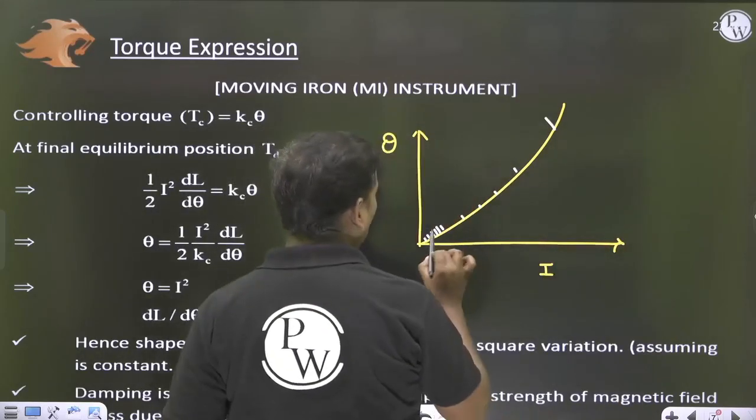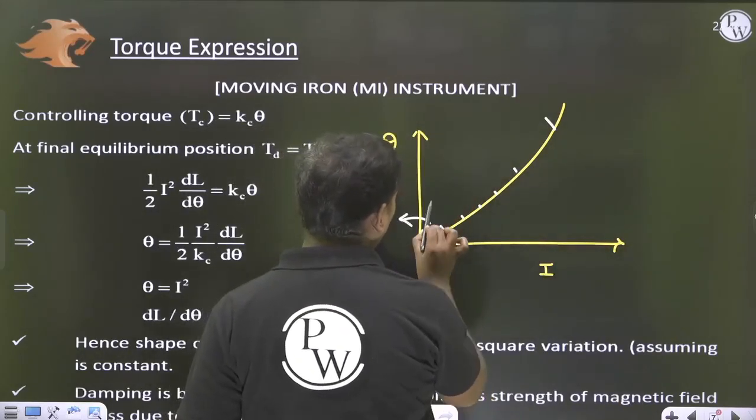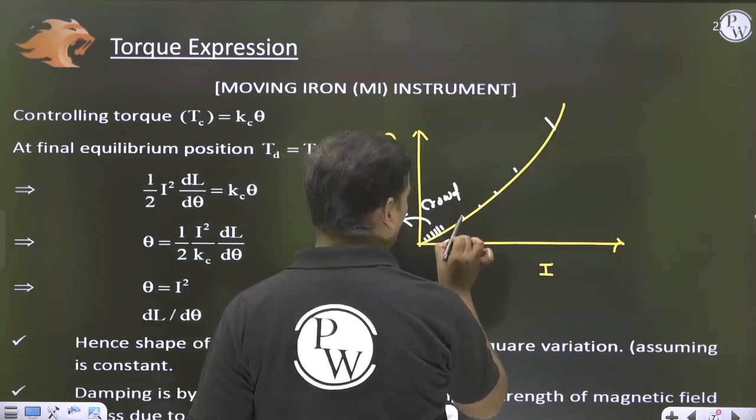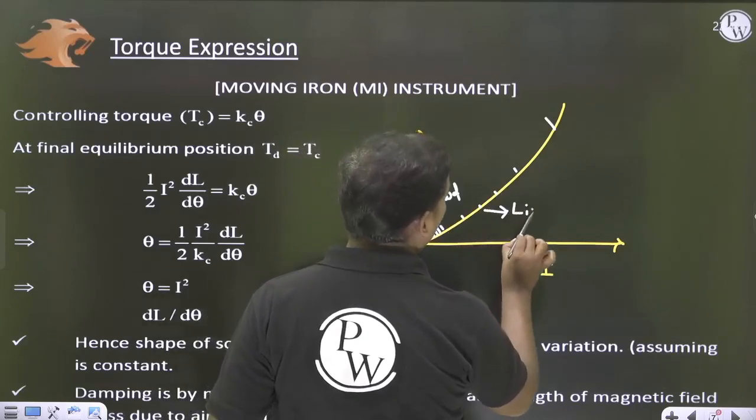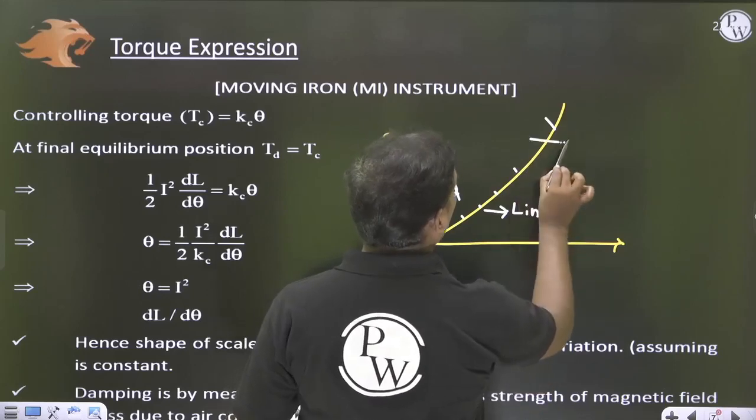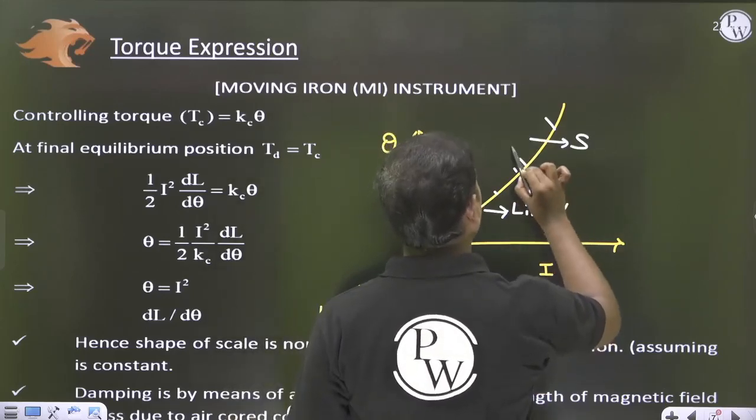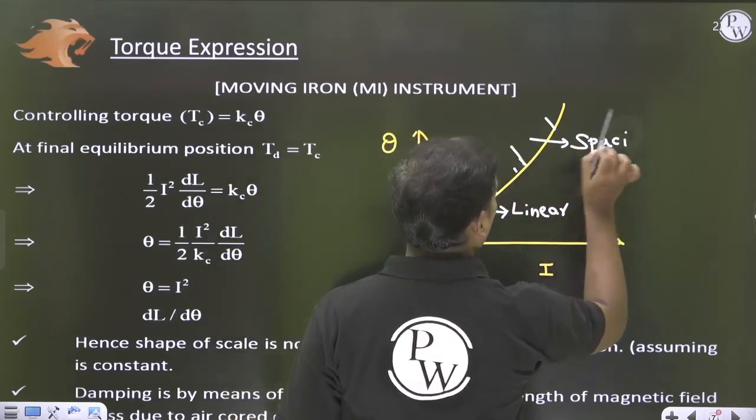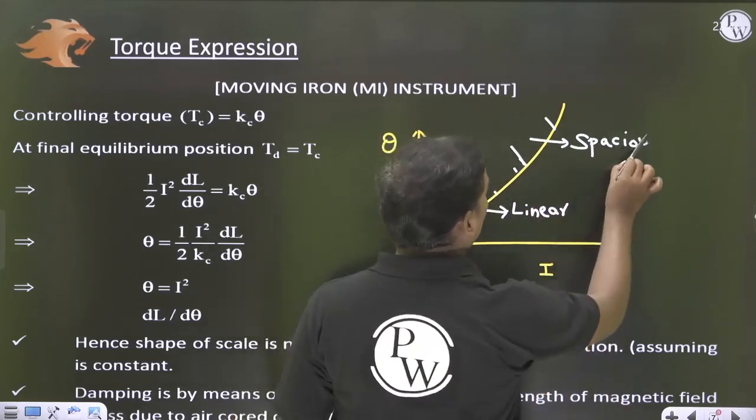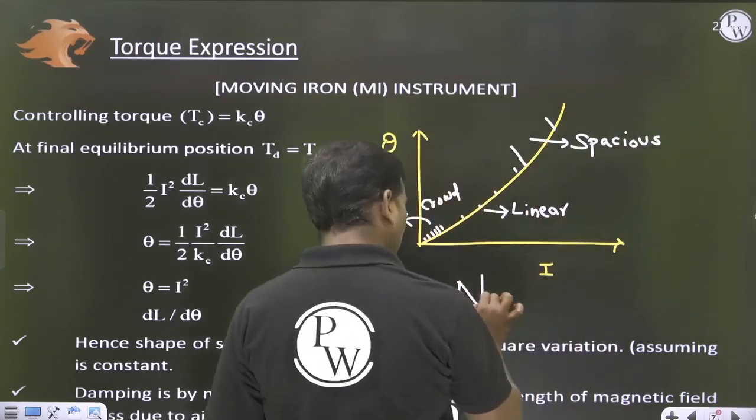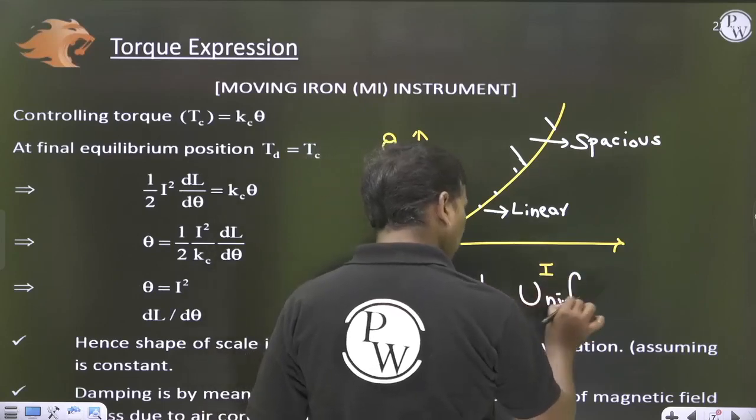So that means here we are getting the crowded or cramped. Here we are getting the linear. Here we are getting the spacious. These are the spacious graph, spacious. And it is a non-uniform scale. It is a non-uniform scale.